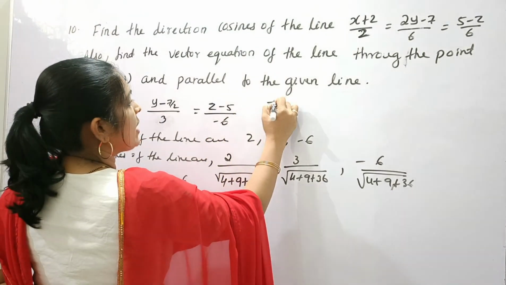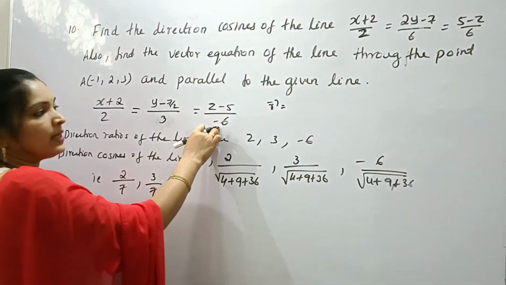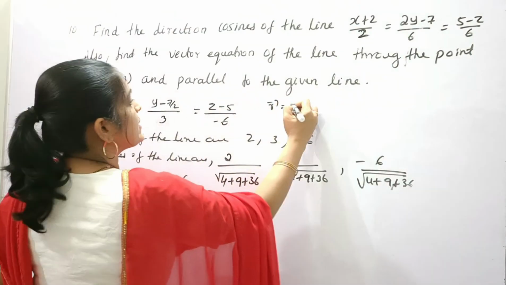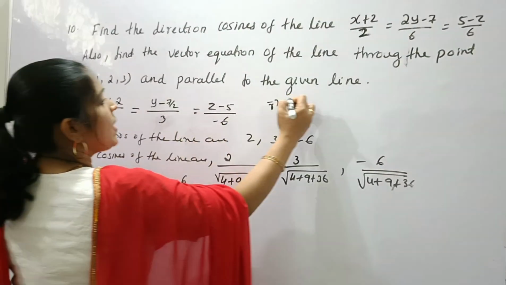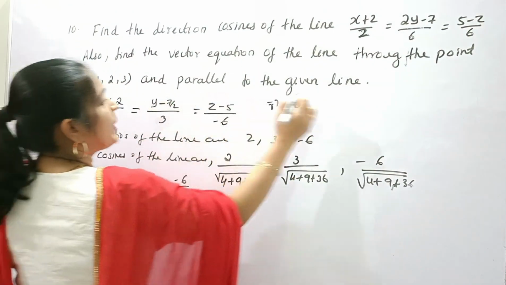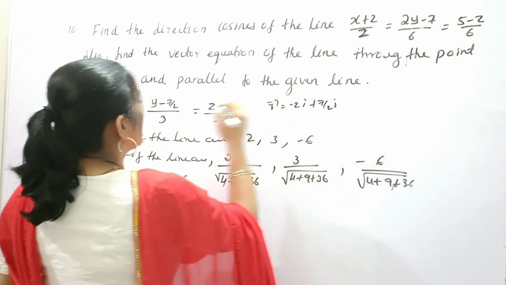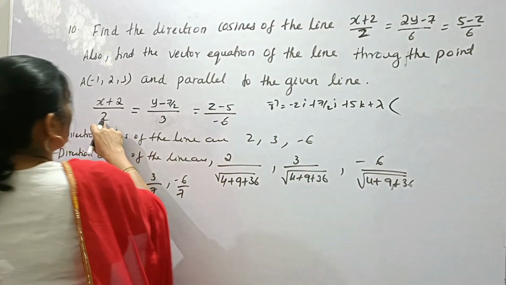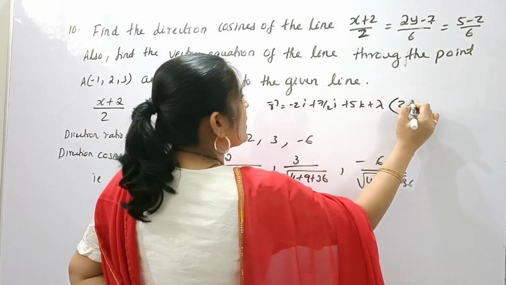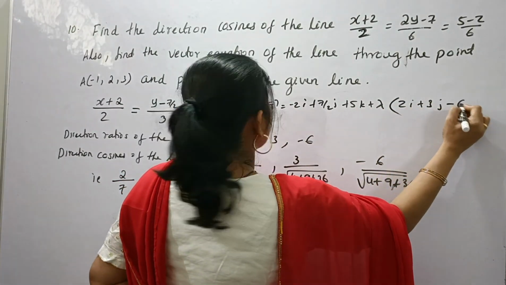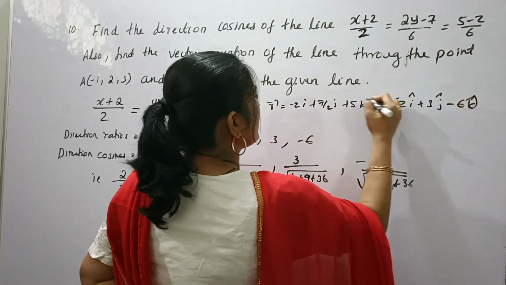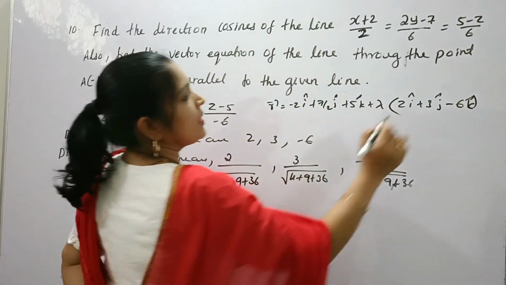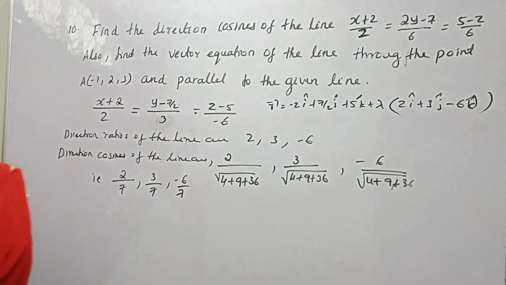That is, vector r is equal to, the equation of this given line in vector form, vector r is equal to vector a, that is minus 2i plus 7 by 2j plus 5k, plus lambda into vector b, which is 2i plus 3j minus 6k. Okay, it is the vector equation of the given line.